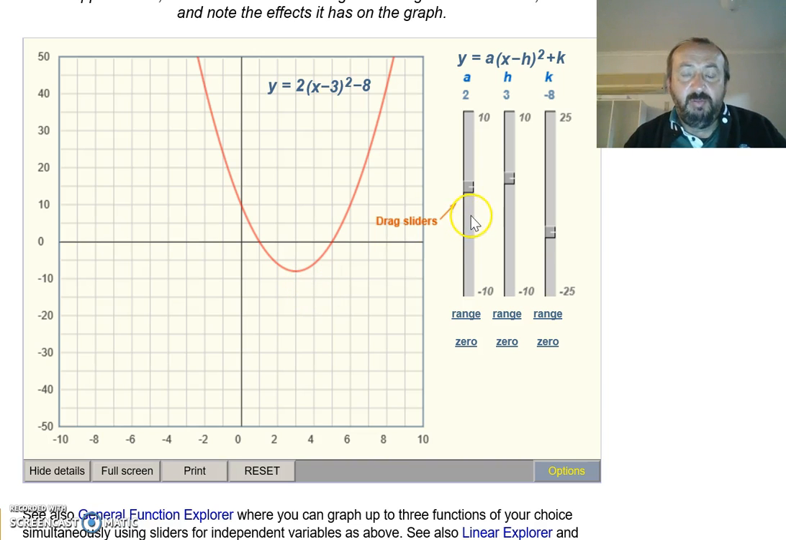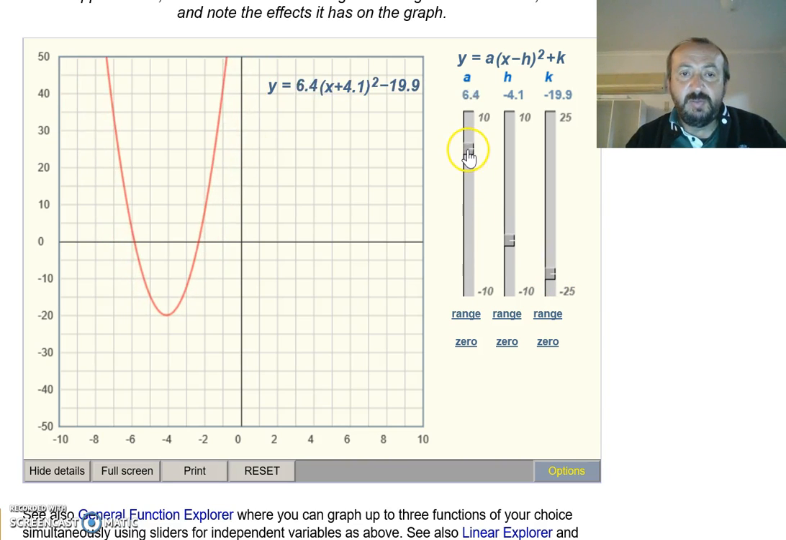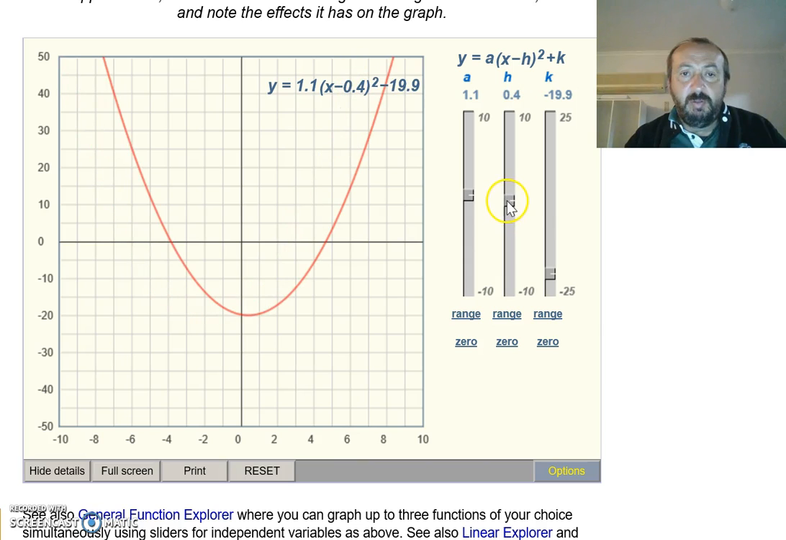So if you watch what I do here, if I change the value of h, you'll see what happens. The parabola just translates horizontally like that. If I change k, it just goes up and down. And if I change a, it just becomes really, really skinny and narrow. Or if I go negative, it goes into the frowny face. So just showing you a little bit about the parabola.